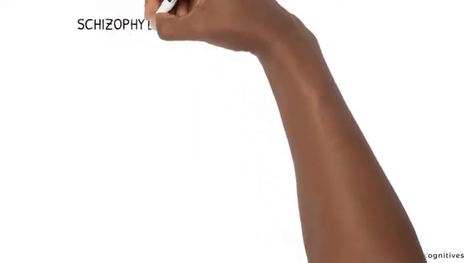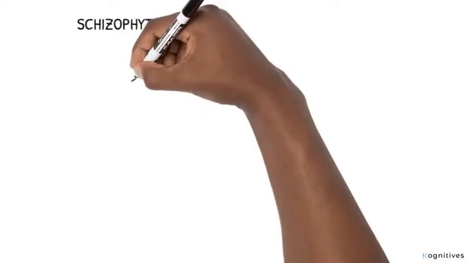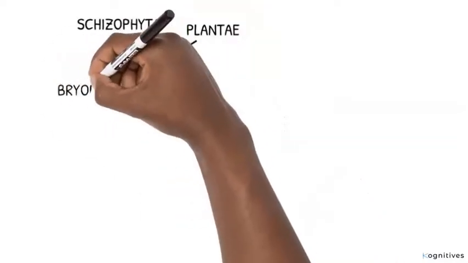The major divisions of the plant kingdom are: the first one is the schizophyta, which are now extinct and as such no longer regarded. Secondly, the bryophyta, and then we have the pteridophyta and the spermatophyta. Let's pick the first one now, the bryophyta.